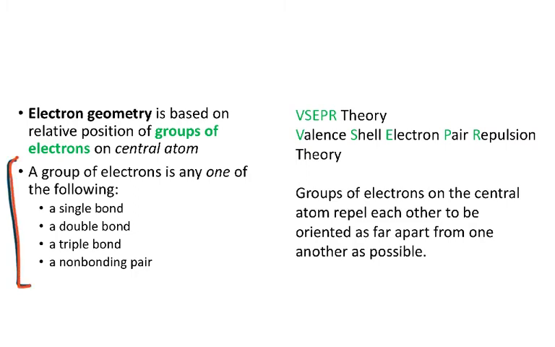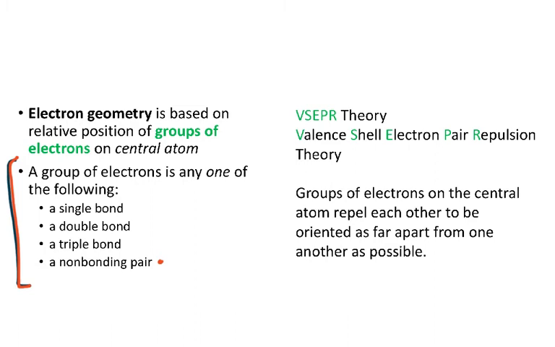Even a double or triple bond. So a double bond, right, is two pairs of electrons, but if they're kind of in the same area, the same domain, we call it the same group of electrons. And importantly, a non-bonding pair also counts as a group of electrons.